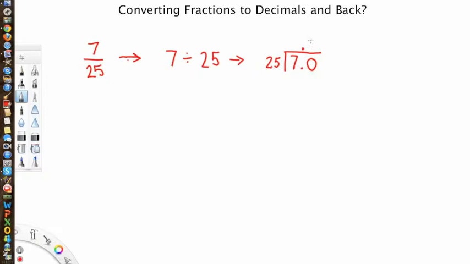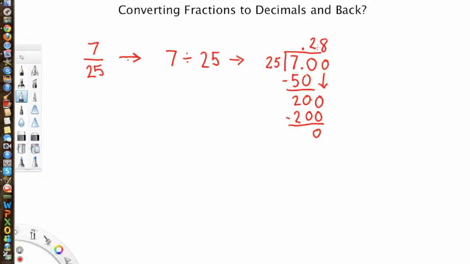25 goes into 70 2 times, which would give us 50. I just did 2 times 25 is 50. I subtract and get a remainder of 20. Okay, and then I bring down another 0. And 25 will go into 200 8 times exactly. 8 times 25 or 8 quarters would be $2 or 200. We subtract, we have no remainder.